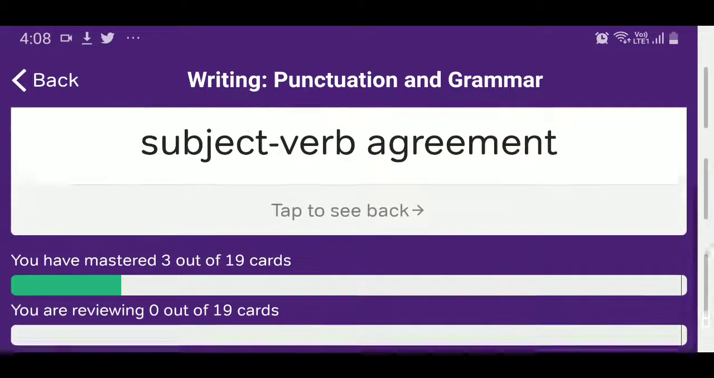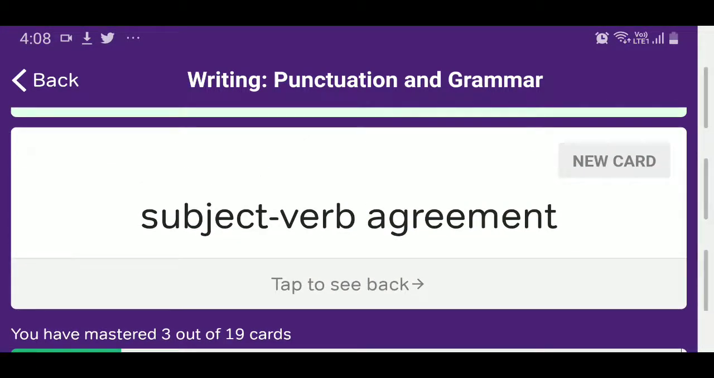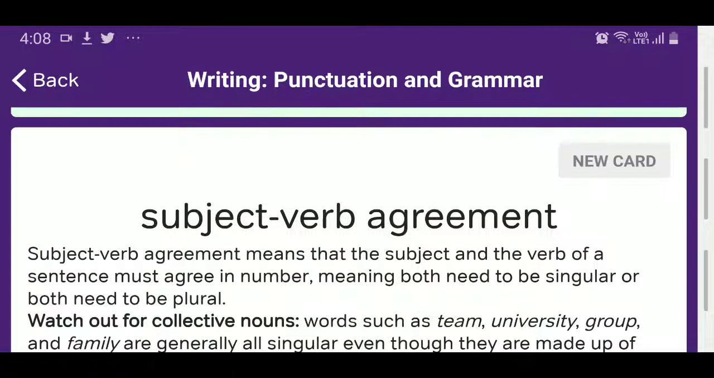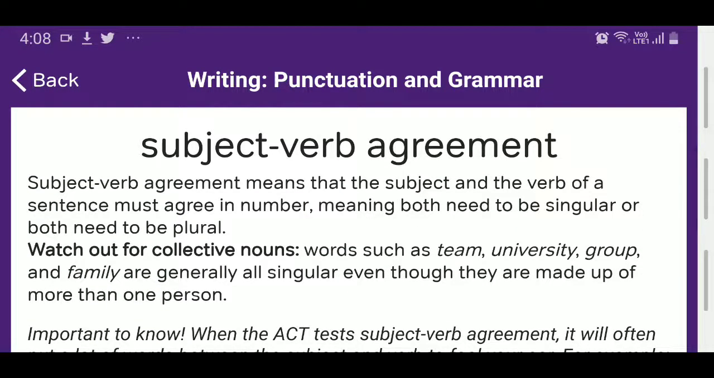Let me go further. Subject verb agreement. Now this is one particular thing which is the cause of many problems, and this is one very common error seen in SAT writing and language test and various other tests. So let's see what it says. It says subject verb agreement means that the subject and the verb of a sentence must agree in number, meaning both need to be singular or both need to be plural. Watch out for collective nouns.